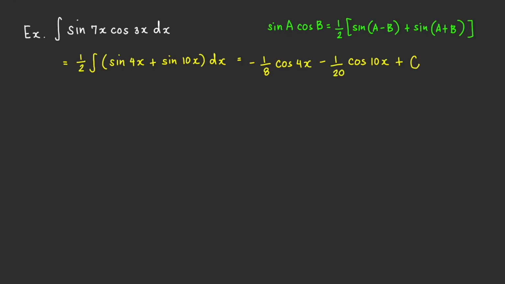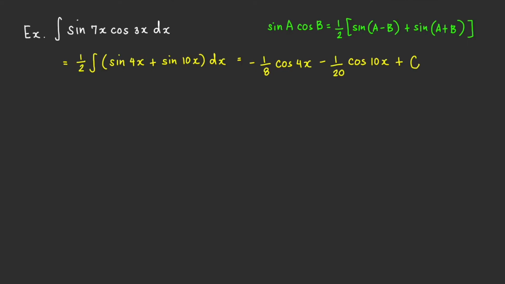So let's try some problems. Let's evaluate integral of sine 7x cosine 3x dx. So we use the product identity for sine and cosine to evaluate this one. So that is sine A cosine B is equal to 1/2 of sine of A minus B plus sine of A plus B. So our A is 7x and our B is 3x. So this becomes 1/2 sine of 7 minus 3x, which is 4x, and then 7x plus 3x, which is equal to 10x.